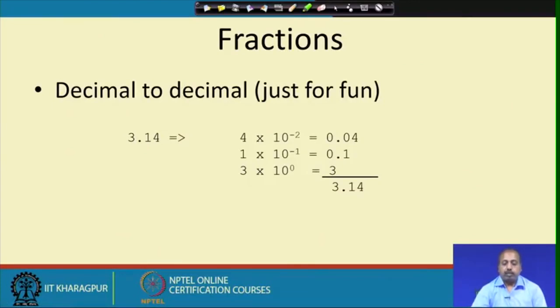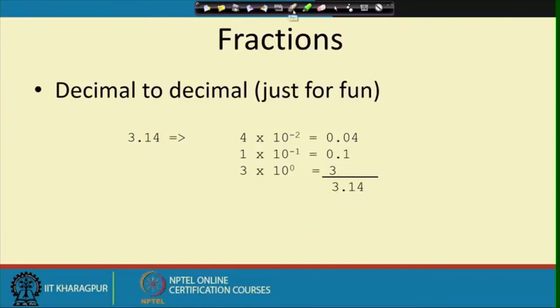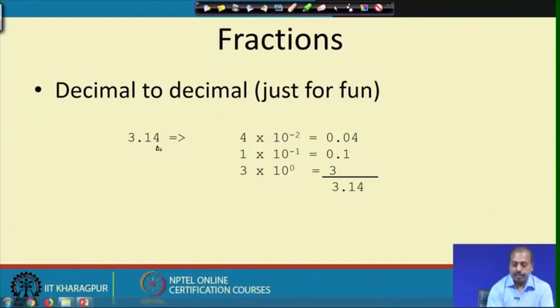Now, for the fractions. How are the fractions represented? Just for fun, you can look into decimal fractions, and what the interpretation of these fractional numbers is in the decimal number system. We represent something like 3.14, and if we are trying to assign weights, we start assigning weight from the least significant position.